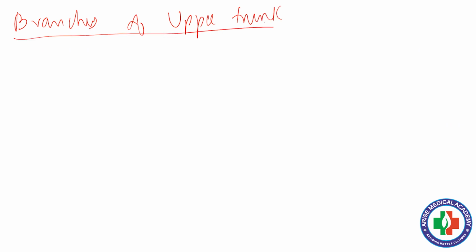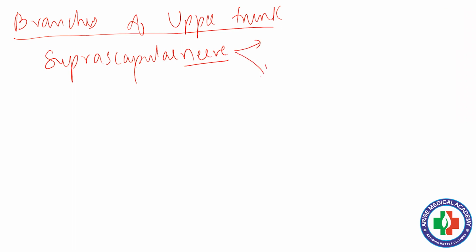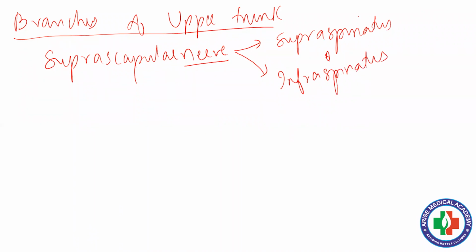Next part is branches of the upper trunk of the brachial plexus. There are no branches from the lower trunk or middle trunk. There are no branches from the divisions. We have branches only from the upper trunk. And there are two branches we learned, suprascapular nerve. This suprascapular nerve is responsible for supplying two muscles. It supplies supraspinatus and infraspinatus. Both supraspinatus and infraspinatus are supplied by suprascapular nerve.